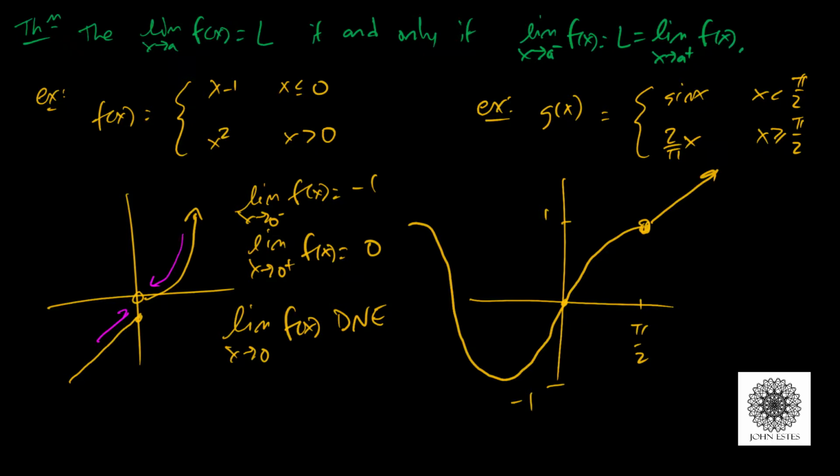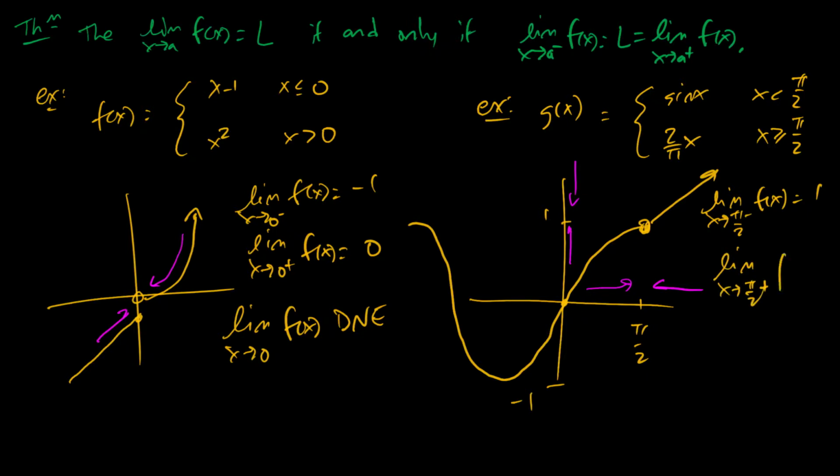Okay, so we can see here in this case, that as I'm coming from the left towards pi over 2, I'm approaching 1. As I'm coming from the right, on the portion 2 pi over x, we approach 1. So here, this time, the limit as x approaches pi over 2 from the left of f of x equals 1, and the limit as x approaches pi over 2 from the right of f of x equals 1. Therefore, by our theorem, the limit does exist at pi over 2, and it is 1.